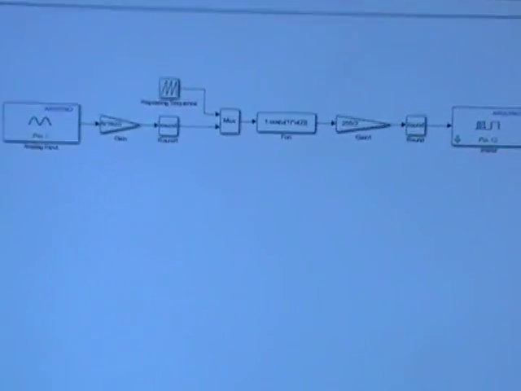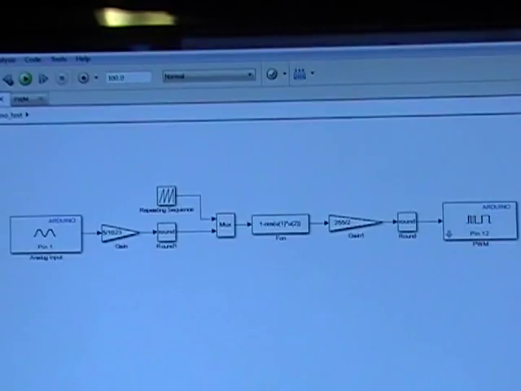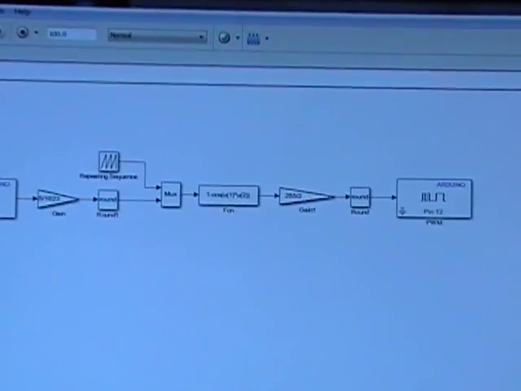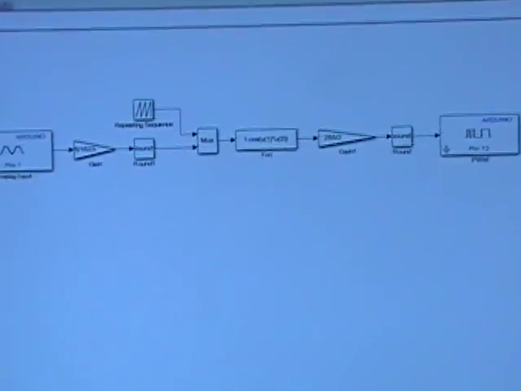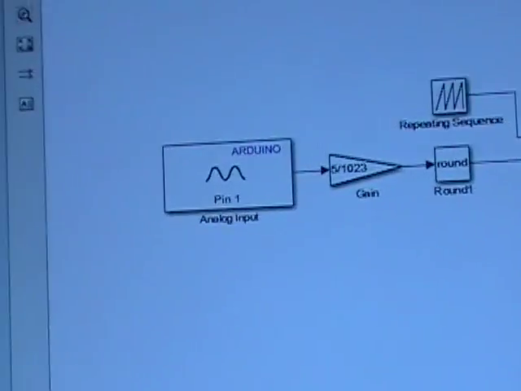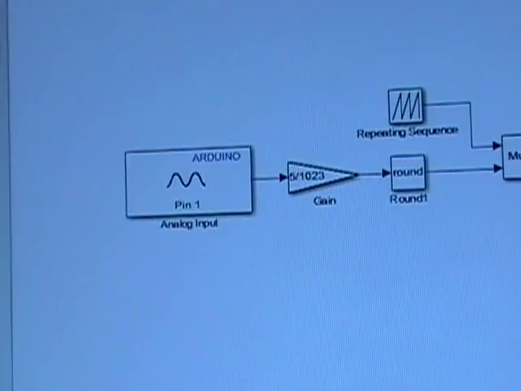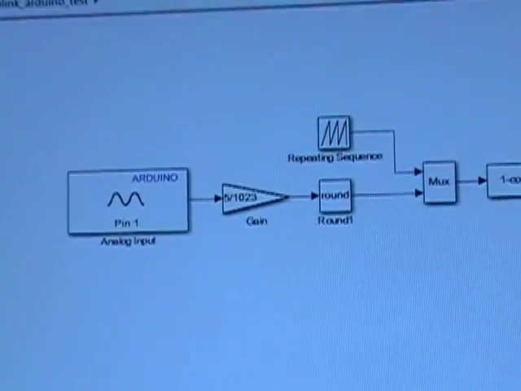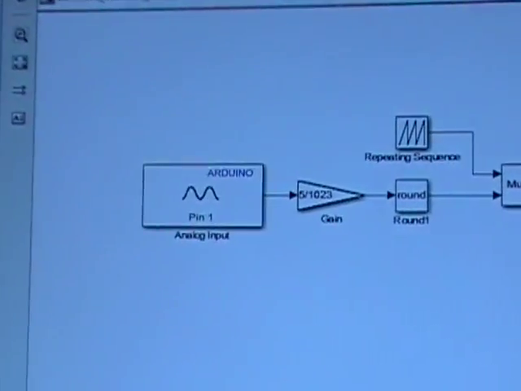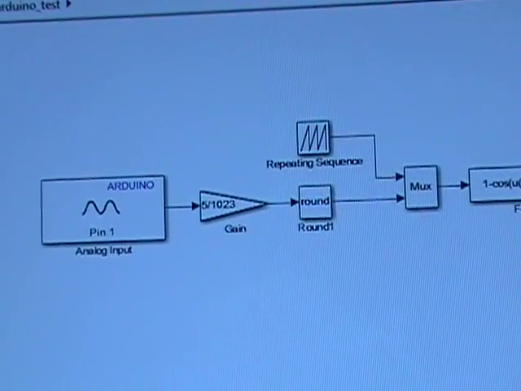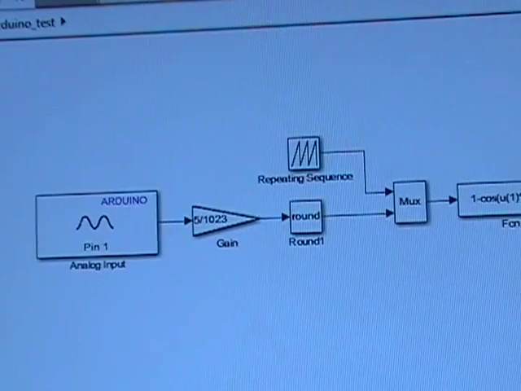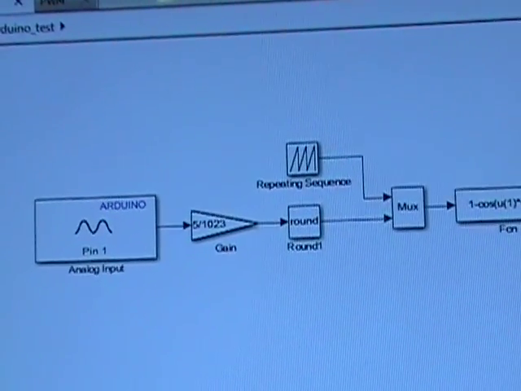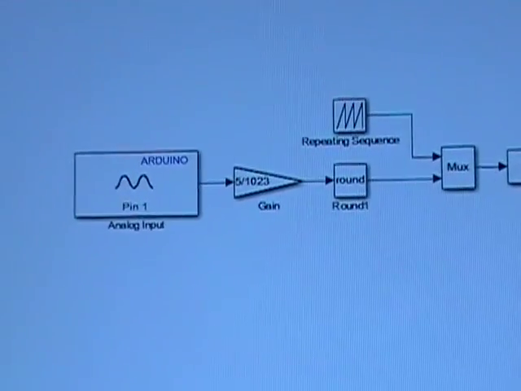Hey, today I'm going to give a demonstration of Simulink Target used with the Arduino Mega 2560. I have a block diagram. The first block is analog input pin 1 on the Arduino, and the Arduino processes voltage values on the input pins as integers between 0 and 255.